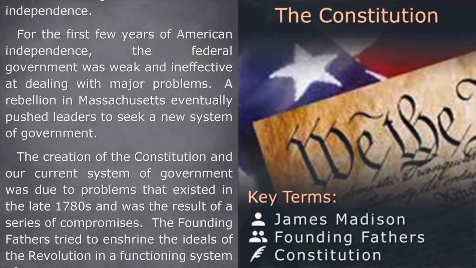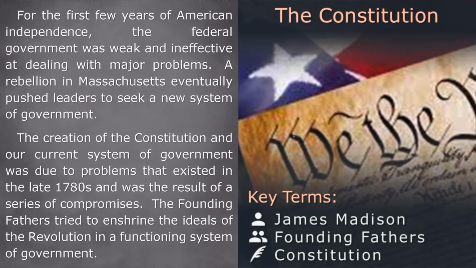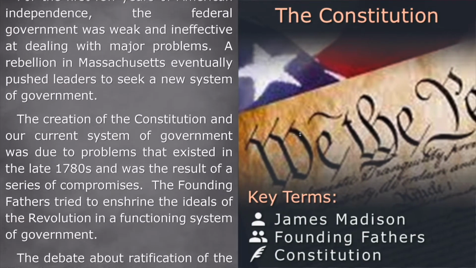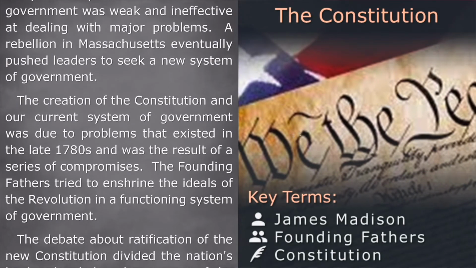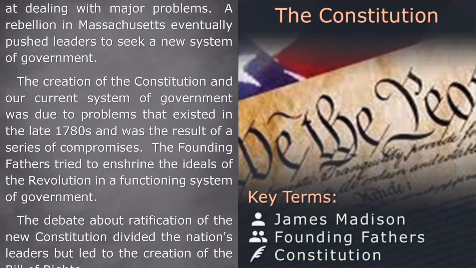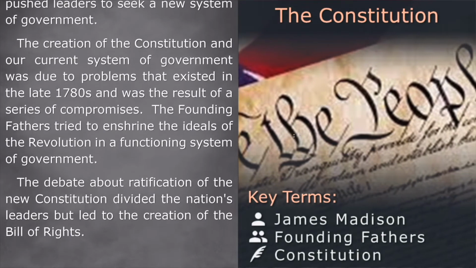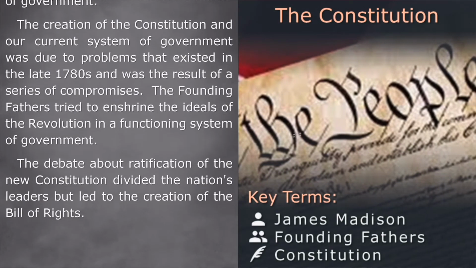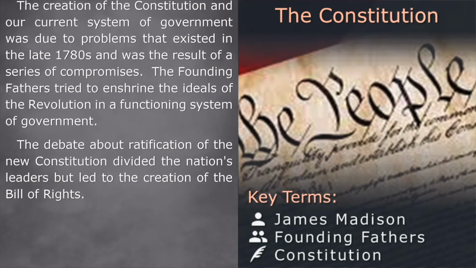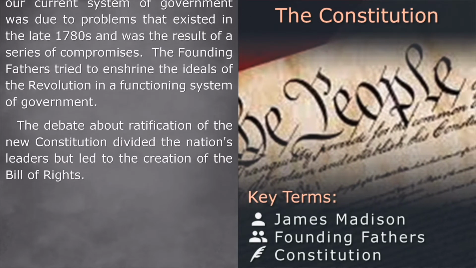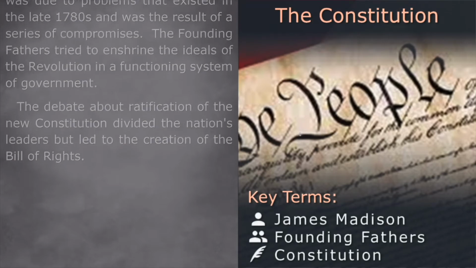The creation of the Constitution and our current system of government was due to problems that existed in the late 1780s and was the result of a series of compromises. The Founding Fathers tried to enshrine the ideas of the Revolution in a functioning system of government. The debate about the ratification of the new Constitution divided the nation's leaders, but led to the creation of the Bill of Rights.